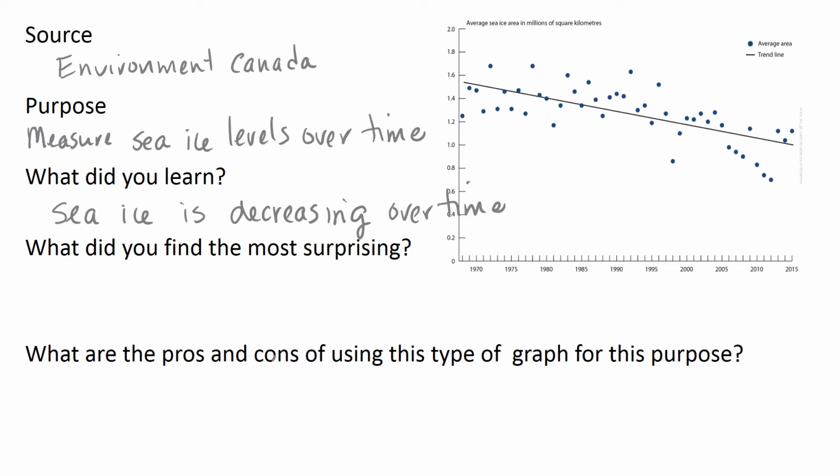What did you find the most surprising? Again, this is a very subjective question. What I found surprising is that in some years the sea ice level went up, and the next it went down, and then it went back up and down. So it wasn't a steady decline. This would have been how it would have looked if it was a steady decline. It was way more erratic. So I was surprised by how many fluctuations there were in the data.